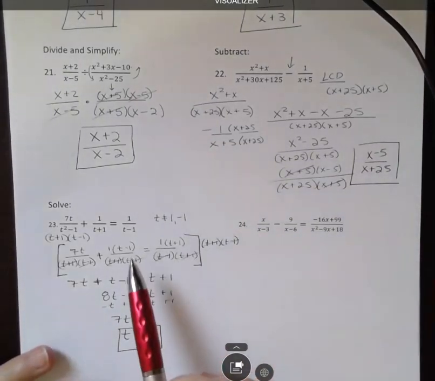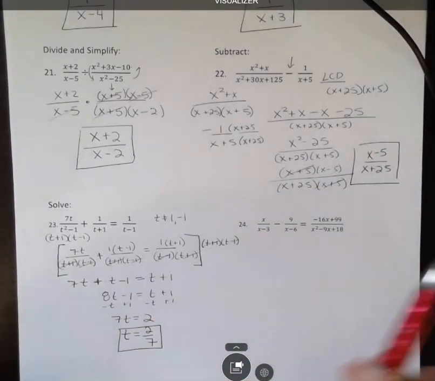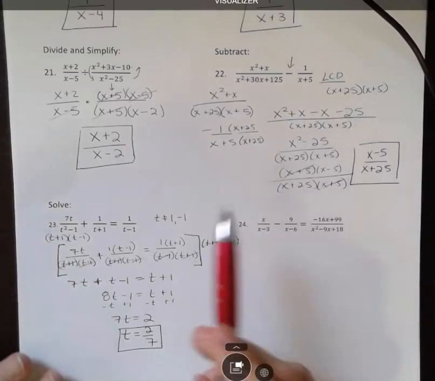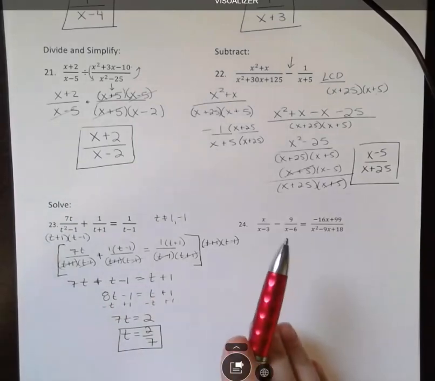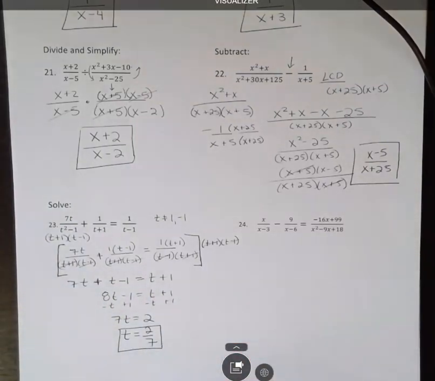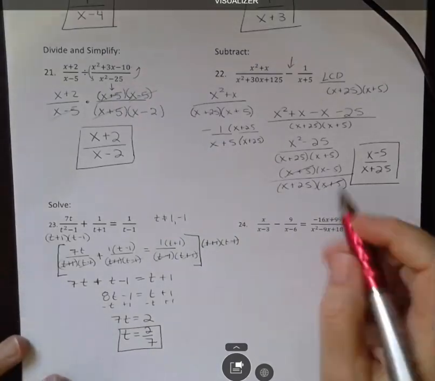So in this case, because there are a couple different ways to do it, I'm going to do this one slightly differently. What I did was rewrite everything with the LCD under it, and then I could just cancel those right out, and I was left with this equation with no fractions to worry about. There's another way to think about it.